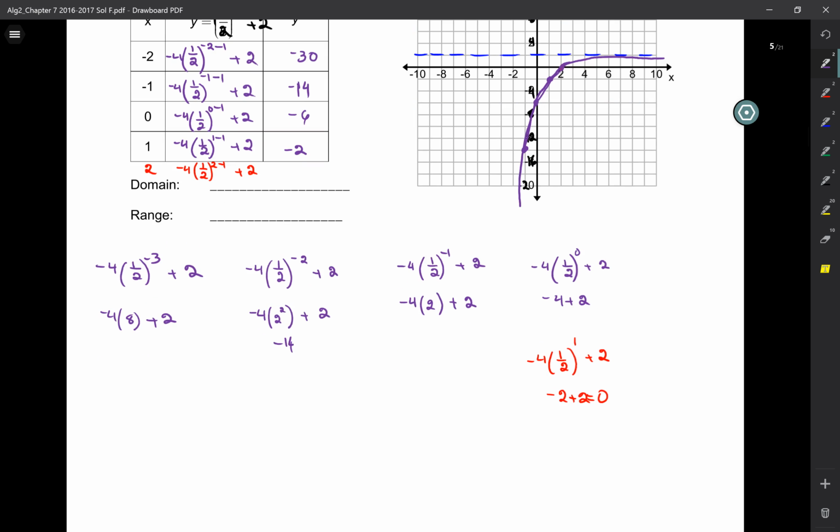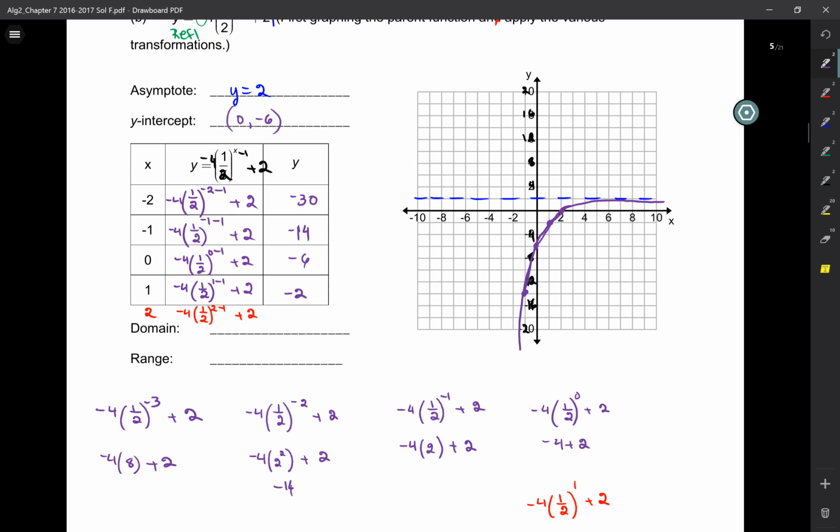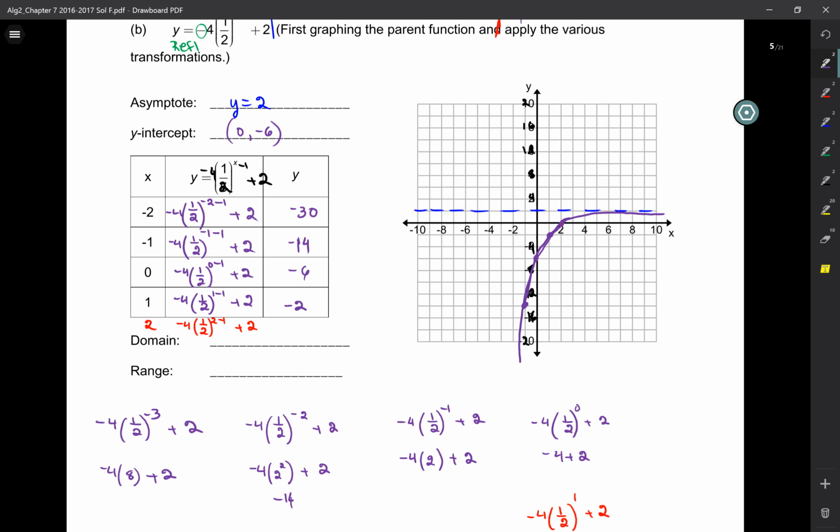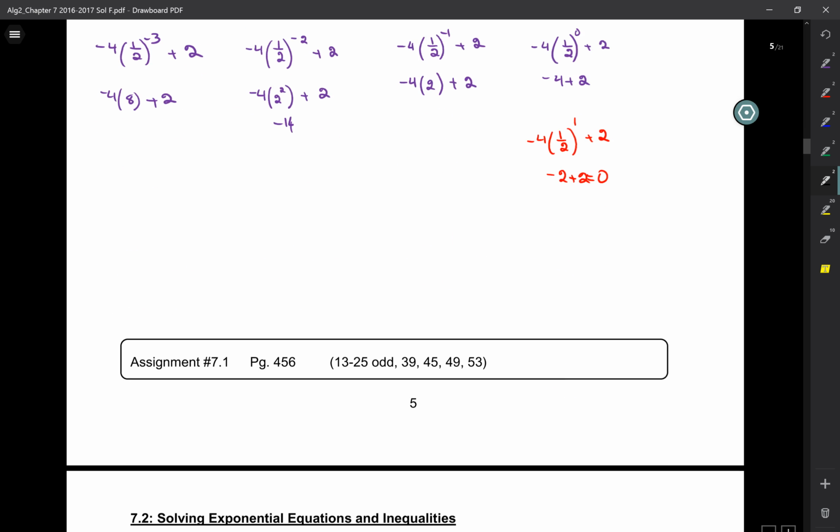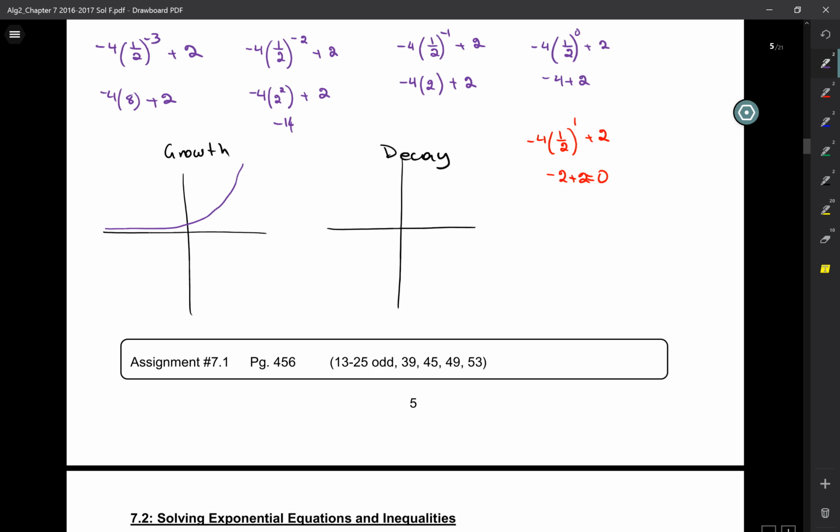So now, let's talk about growth and decay. So what did we say this was? This was decay, right? So let's talk about growth and decay and stuff. This is growth, and this is decay. All right. Does everybody agree that this purple one would be an example of growth, right?